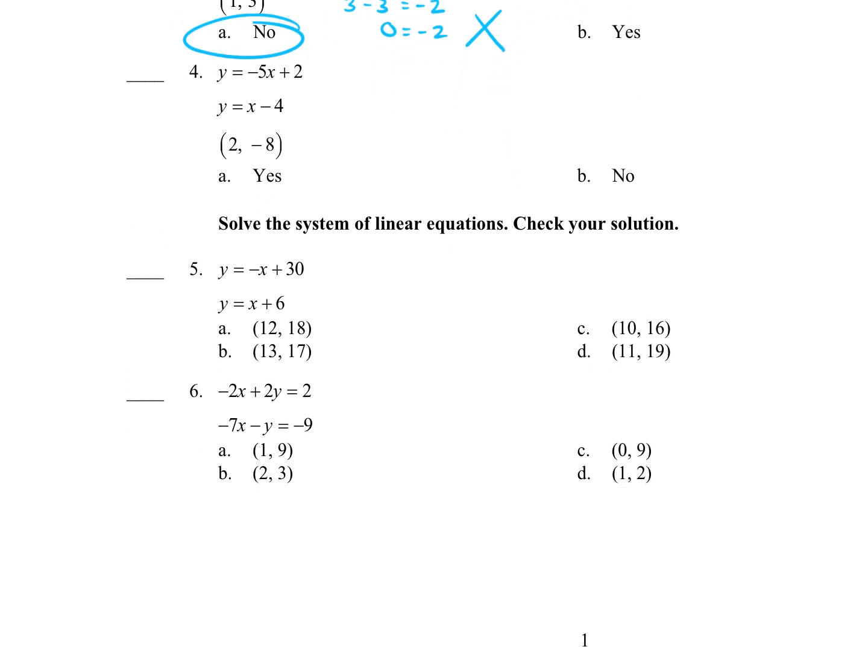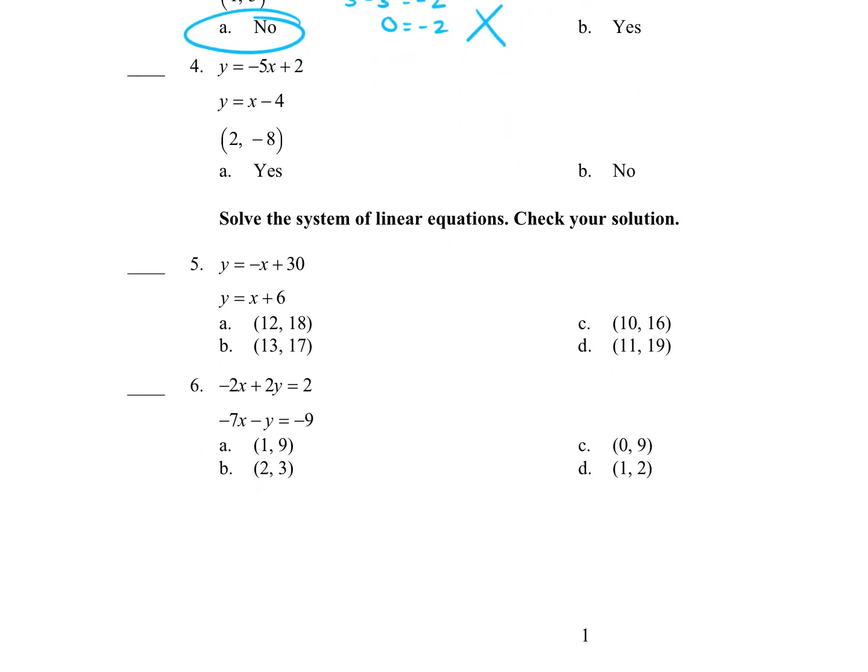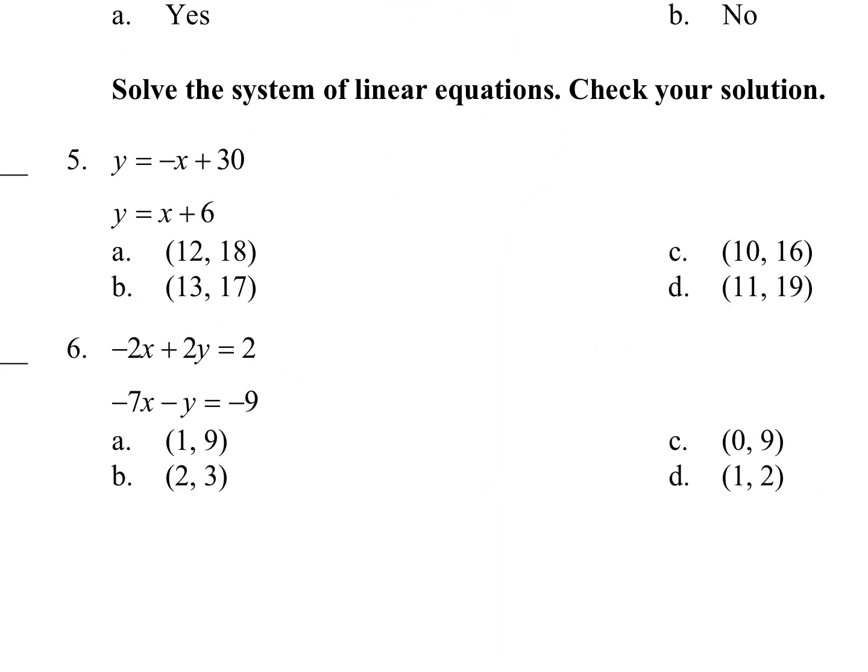All right, let's take a look at 5. We want to solve the system of linear equations and check your solution. So anything that says solve, you could work backwards with your answer choice if it's multiple choice. Plug it into the question and see if it makes sense. Or if you know how to solve systems of equations, we can do it that way. So here, it's set up perfectly for elimination. Our x's are already the same number but opposites. So they cancel. So we're just going to add everything else together.